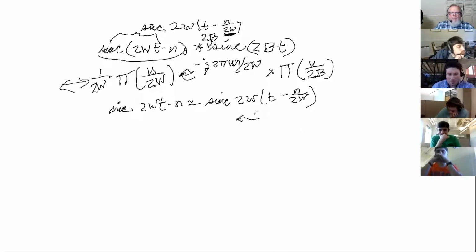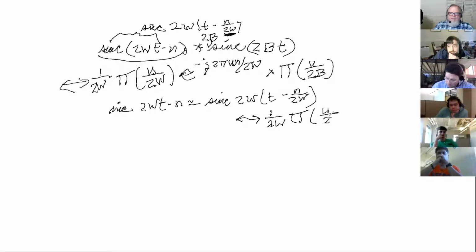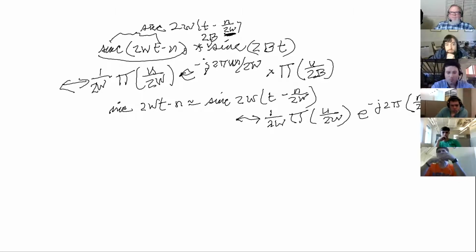Now, we're applying two theorems at once here. We're applying the shift theorem and the scaling theorem. The scaling theorem says I bring out a 1 over 2W, and I get a rectangle function of the unshifted function. And for the shift, I get the following. Is that more clear now? Yes, thank you. Okay. So that's the reason that we obtain this result.